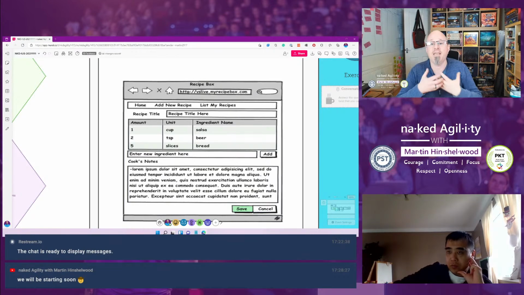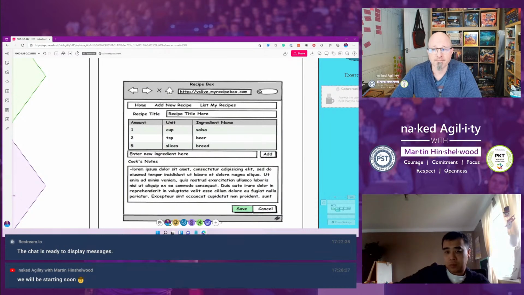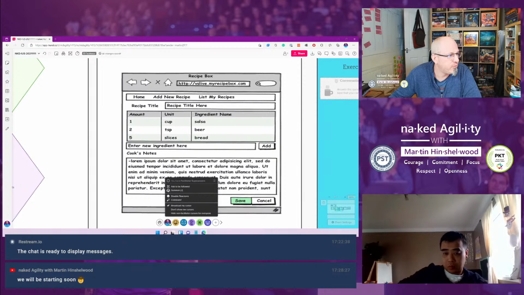User stories have a particular use case, which is describing interactions. So here I've got a user interface. I'll just summon everybody to it.